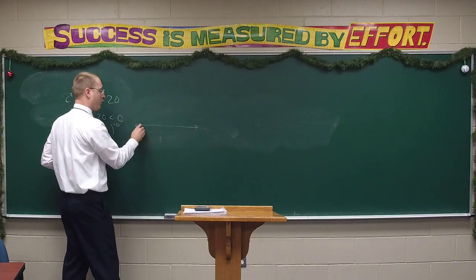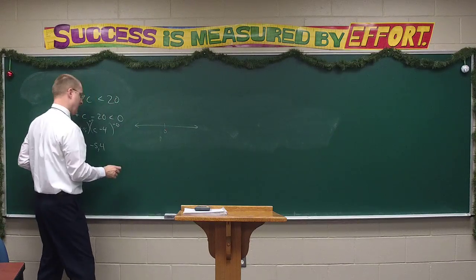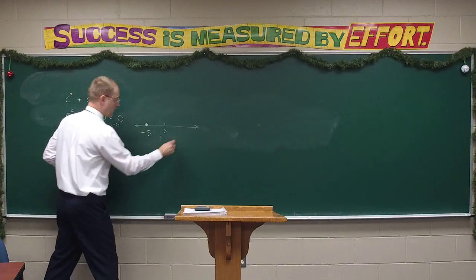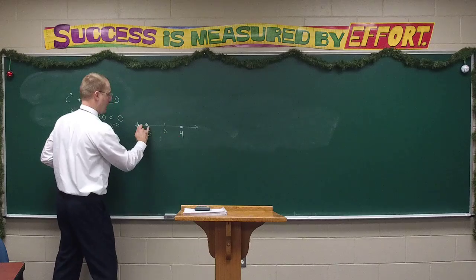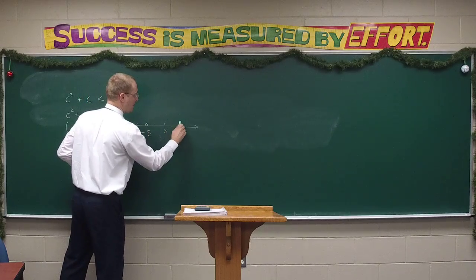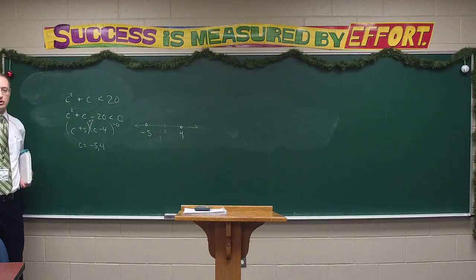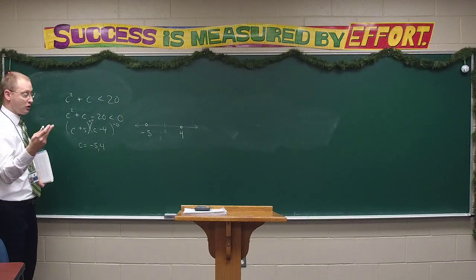You'll remember what they're there for. They're there to separate the number line into different sections. We've got a negative 5 here. We've got a positive 4 here. And correction, this should not be solid dots. This should be open circles. And those 2 points divide the number line into three sets of values, three ranges of values.